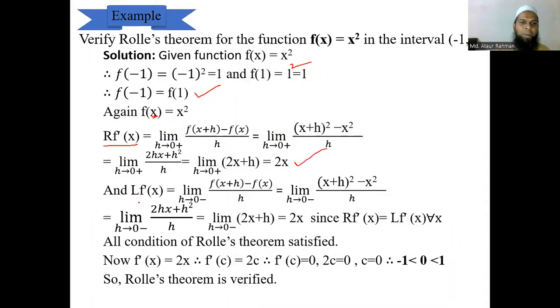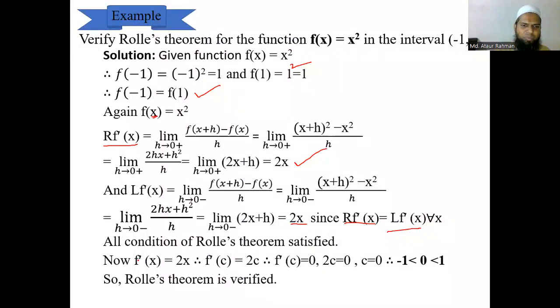Again, write the left hand limit of the first derivative of f(x), limit h tends to 0 minus of f(x plus h) minus f(x) divided by h. So x plus h whole square minus x square divided by h, that is 2hx plus h square divided by h. Numerator, denominator cancel h. So we get 2x plus h. Putting the value of h in here, so we get twice x. So right hand limit is equal to left hand limit for all values of x. So all conditions of Rolle's theorem are satisfied.